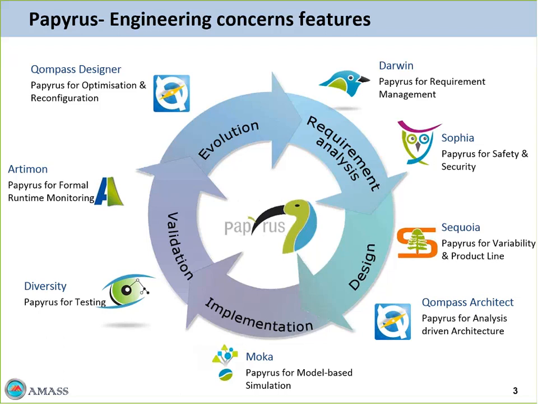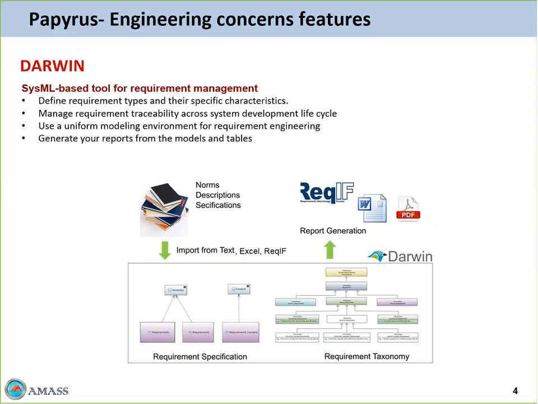It is based on the purpose of optimization, configuration, and reconfiguration of architecture based on UML models. We are able to simulate some UML models using the MoCA. It is a validation and testing tool. With Artimo, we can have runtime monitoring of your model, and with DRCT, we can generate test cases and simulate a script for testing. Next, please. So I will present briefly each of the components.